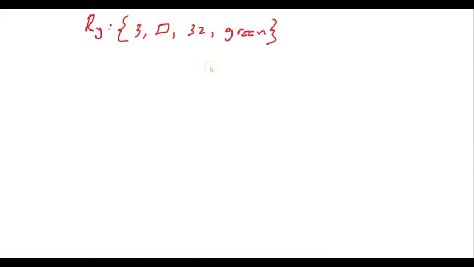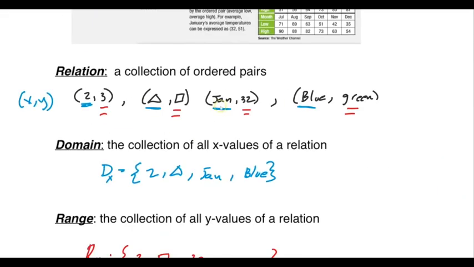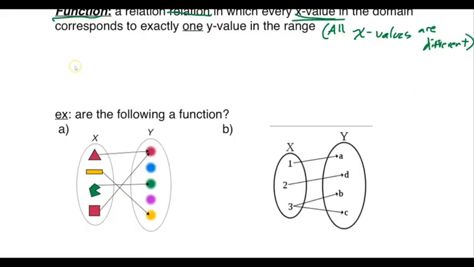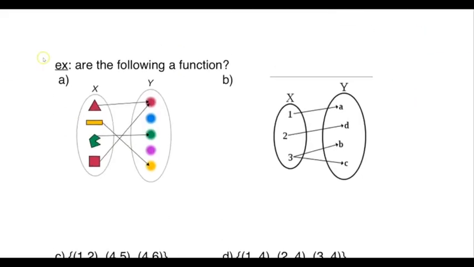So I go back to my relation up here. My x values are 2, triangle, January, and blue. They're all different. This is a function. Let me do a quick example. Here's a relation. Even though it's not numbers, it's saying this triangle goes to that reddish orb, and that yellow rectangle goes to that yellow thing. So it's a relation still.